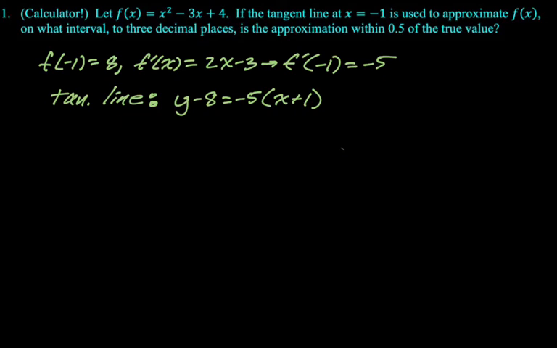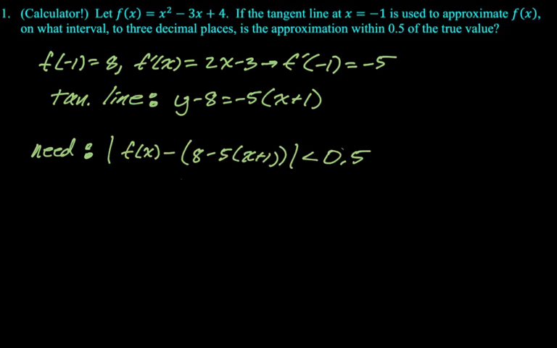Now, we want the value that we get from the tangent line to be within 0.5 of the true value of the function. So I want the absolute value of the difference between f of x and the tangent line to be less than 0.5. That's what we need, so I'm going to write that down. I need the absolute value of f of x, the true value, minus the quantity 8 minus 5x plus 1. That's the tangent line value. I need all of that to be less than 0.5.